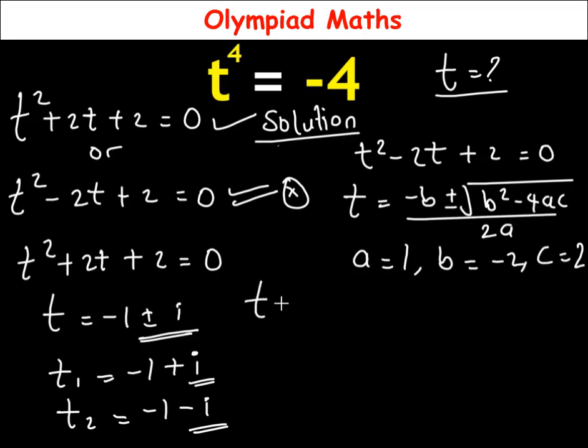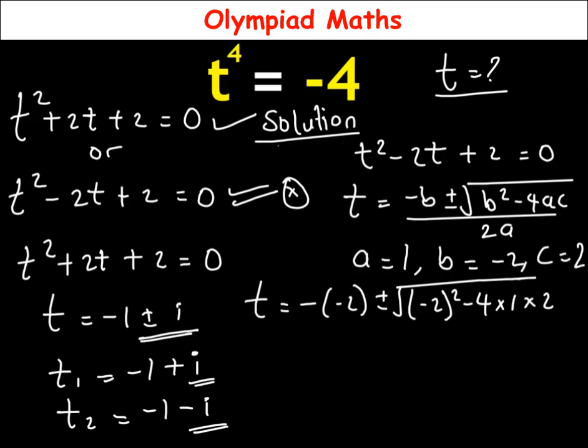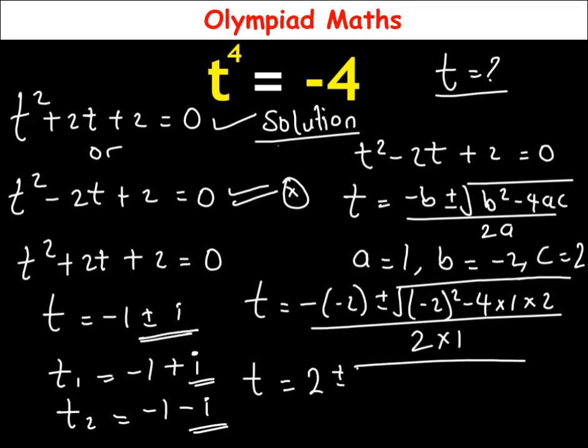So inputting the value of a as 1, b as minus 2, and c as 2 into the equation, we have it that t is then equal to minus b, which is minus (minus 2), then plus or minus the square root of b, which is minus 2, all squared, minus 4 times a, which is 1, times c, which is 2, then all over 2 times a, which is 1. So with this, t is equal to minus times minus 2 is plus 2, plus or minus the square root of minus 2 squared, which is 4, minus 4 times 1 times 2, which is 8, all over 2 times 1, which is 2.